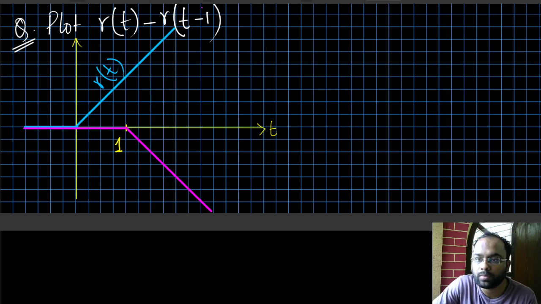Right. So this signal is minus r(t minus 1). This is how I get minus r(t minus 1), because r(t minus 1) would have a positive slope here, like this one, and we just flip that about the time axis, right?